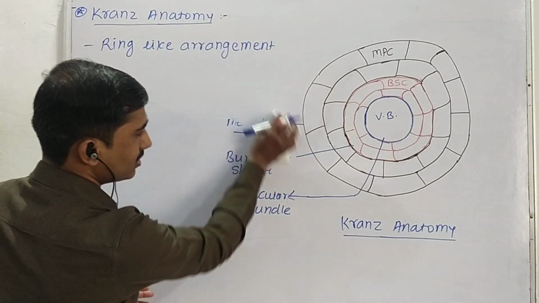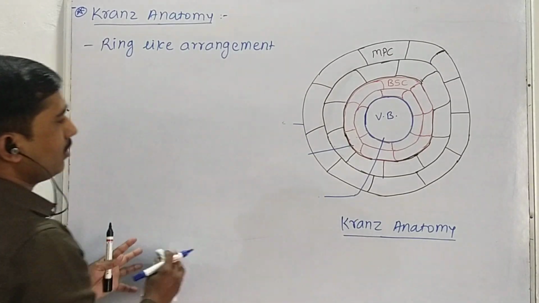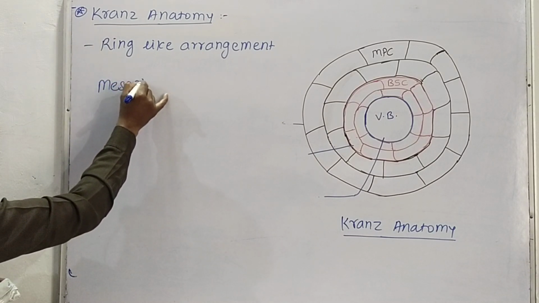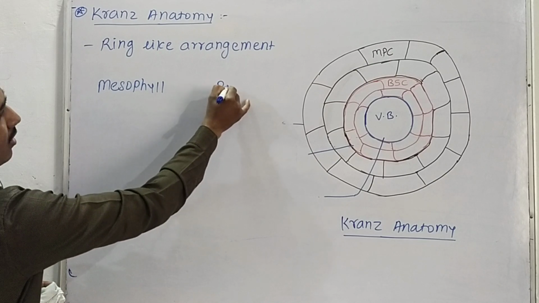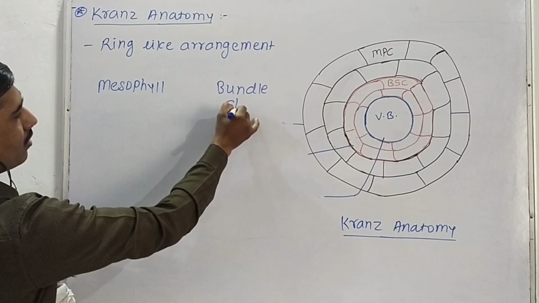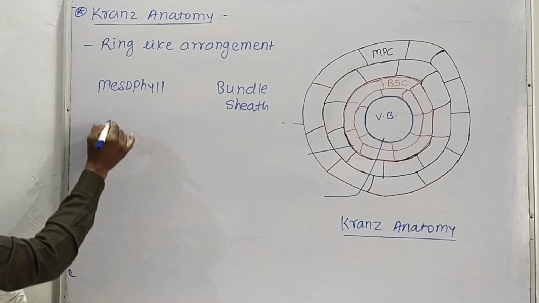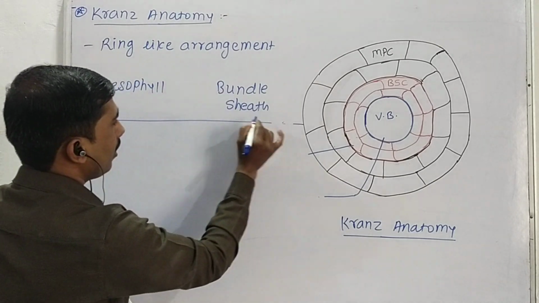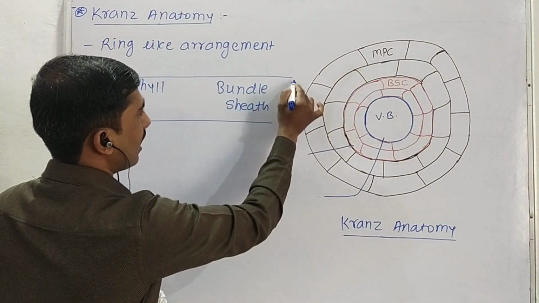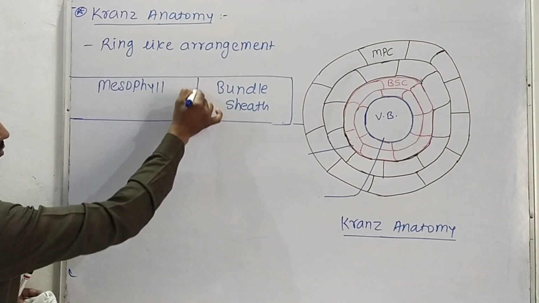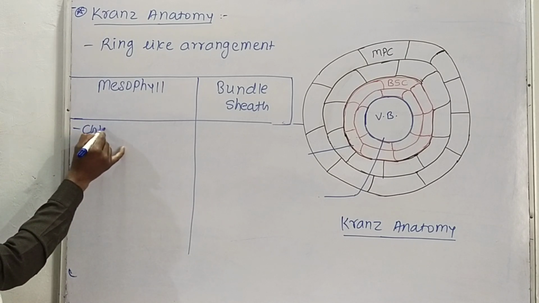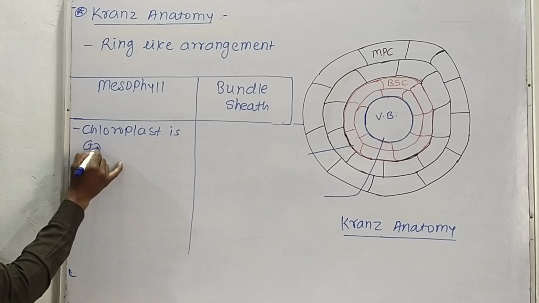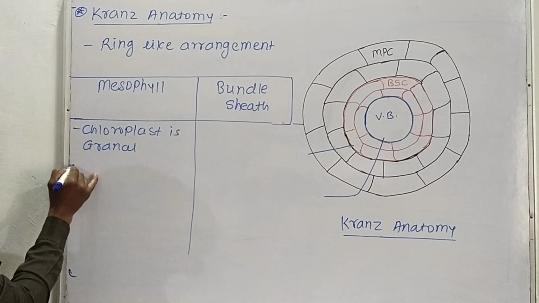To understand this, we will write the difference between the mesophyll cell and the bundle sheath cell. In the case of the mesophyll cell, the chloroplast is granal. So what is meant by granal chloroplast?